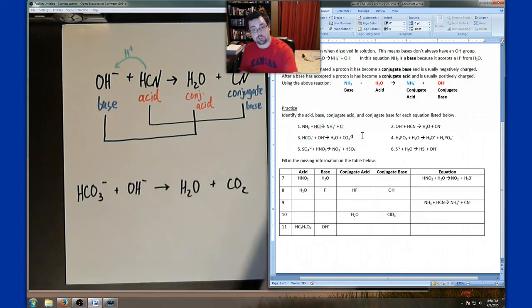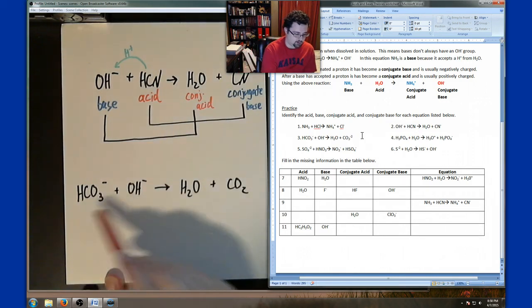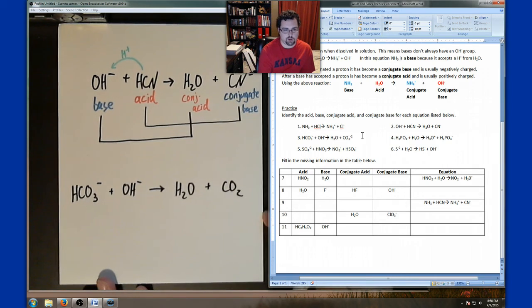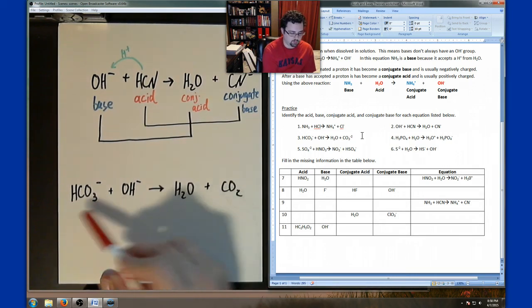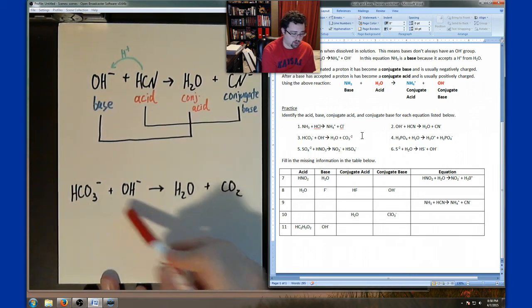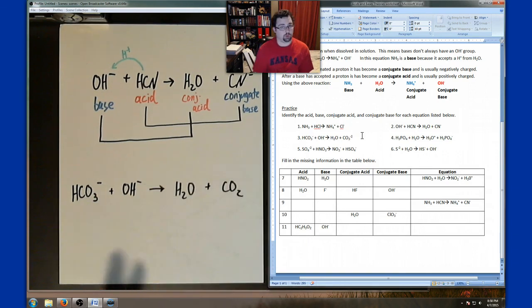Alright, so once again, just look at the left side. I want to look at my two reactants. I've got to decide which one's the acid and which one's the base. Now, out of these two, which one is more likely to donate an H+? They're both actually negative, so both of them technically want to gain an H+, but in this case, one's got to be the acid, one's got to be the base.